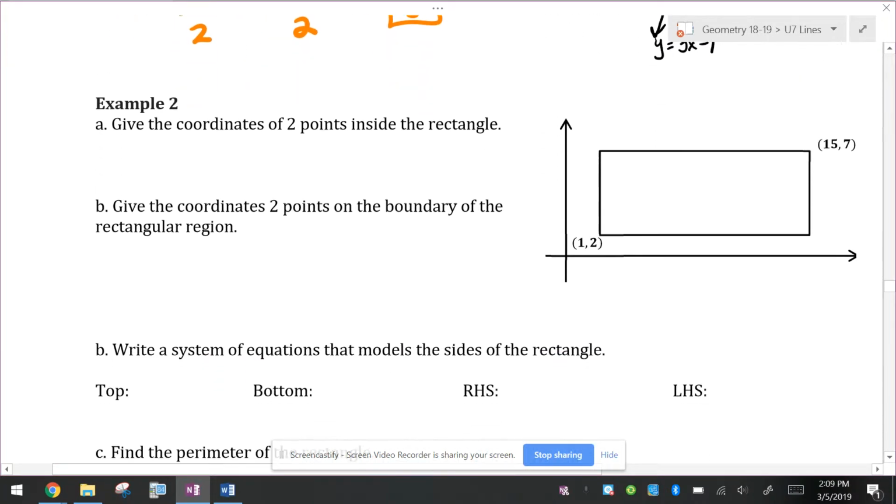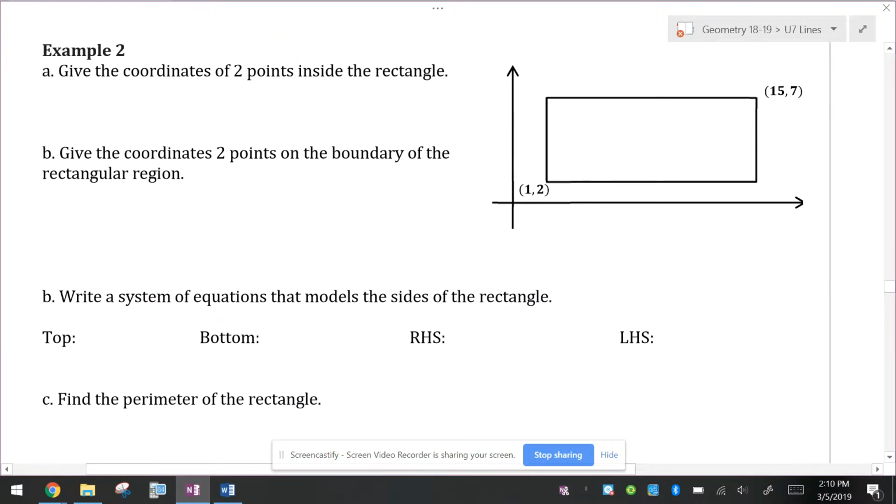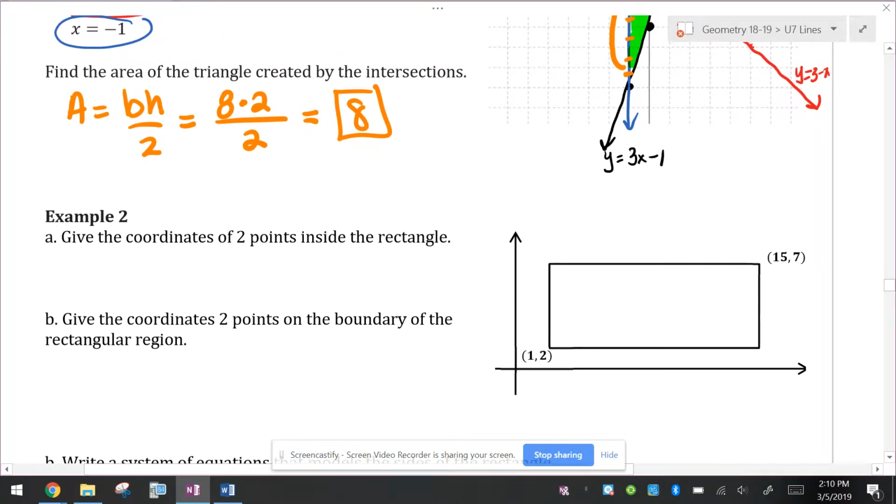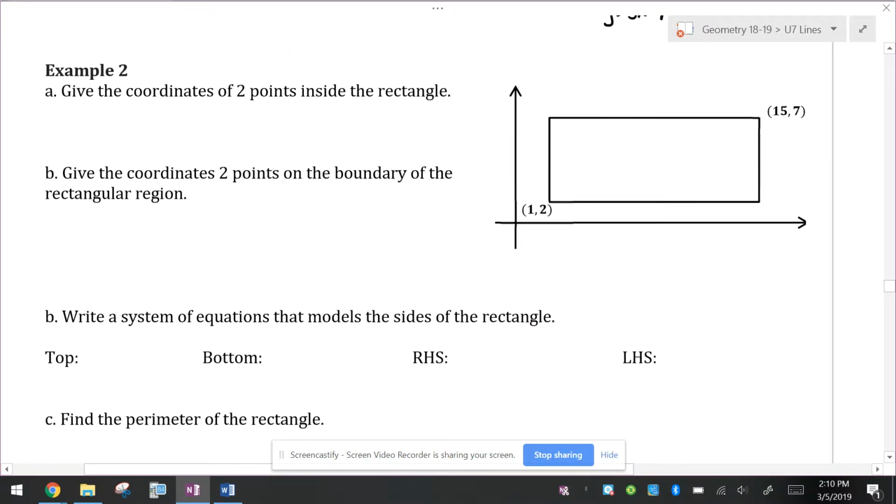Fantastic. All right, so now we're going to come down here to this rectangle. And it says, give the coordinates of 2 points inside the rectangle. So I don't know, like right here and right here. I'm kind of trusting that you guys can do that. So if this is 1, 2, and that's 15, 7, I don't know. If this is 1 and that's 15, that might be like, maybe 5. And if that's 2 and that's 7, then this could be 5. So this could be the point (5, 5) if I wanted it to. And this could maybe be like (13, 4).